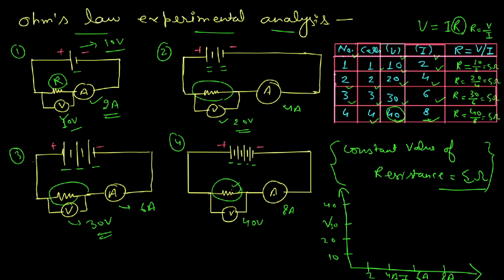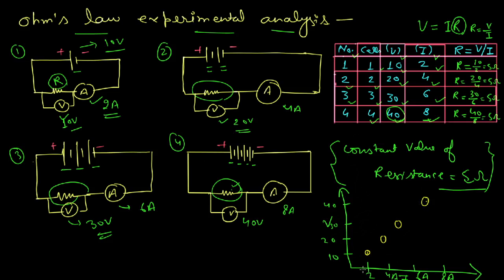So if we plot the graph here, what values will we get? Suppose 2 comma 10 will be the first point, the second point will be 4 comma 20, the third point will be 6 comma 30, and the fourth point will be 8 comma 40.